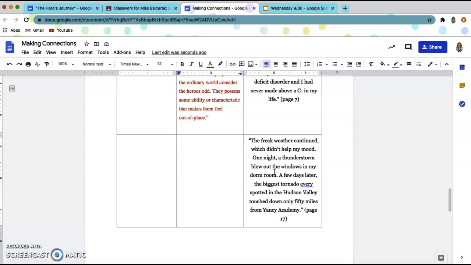The freak weather continued, which didn't help my mood. One night, a thunderstorm blew out the windows in my dorm room. A few days later, the biggest tornado ever spotted in the Hudson Valley touched down only 50 miles from Yancey Academy.